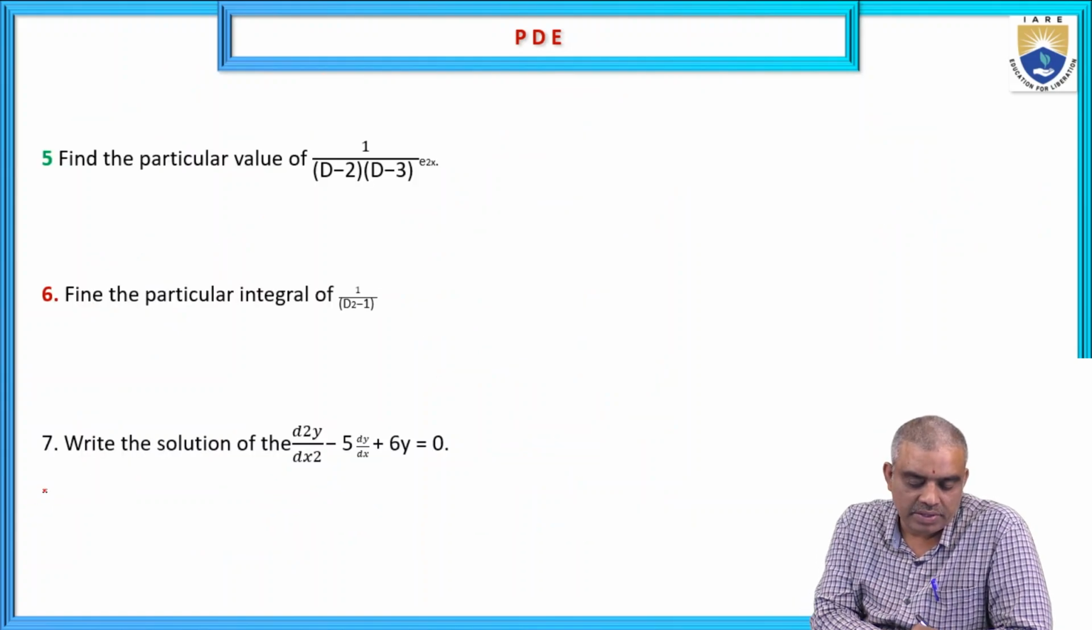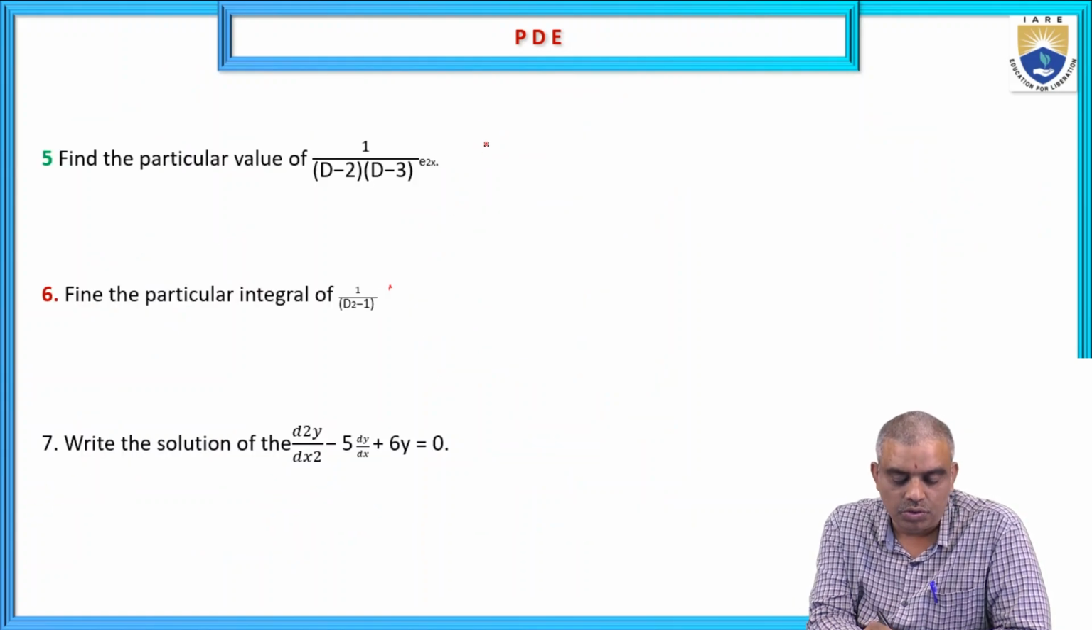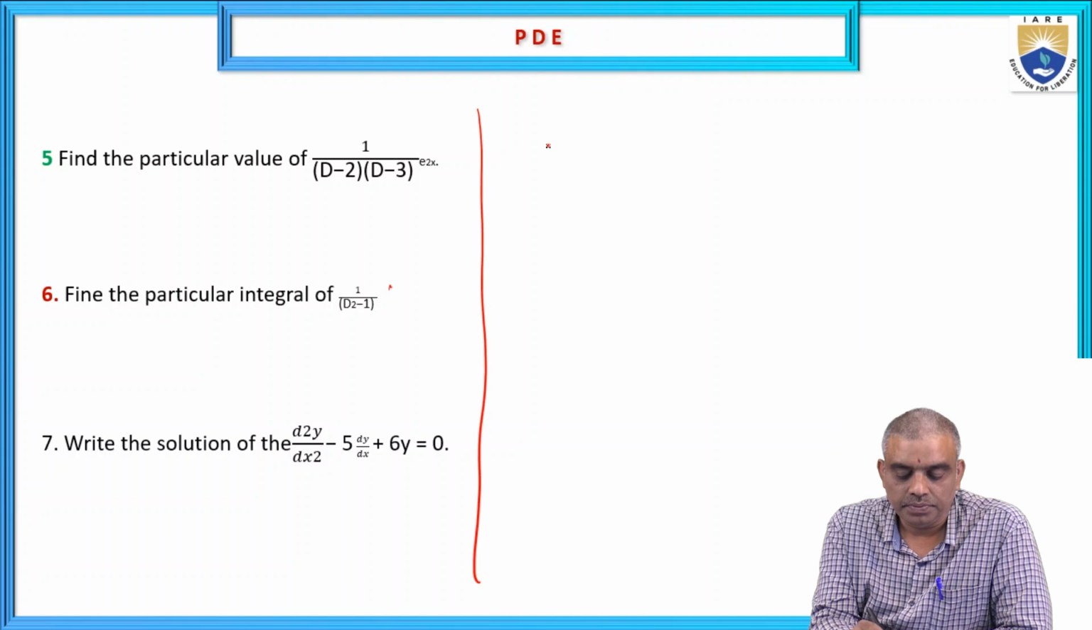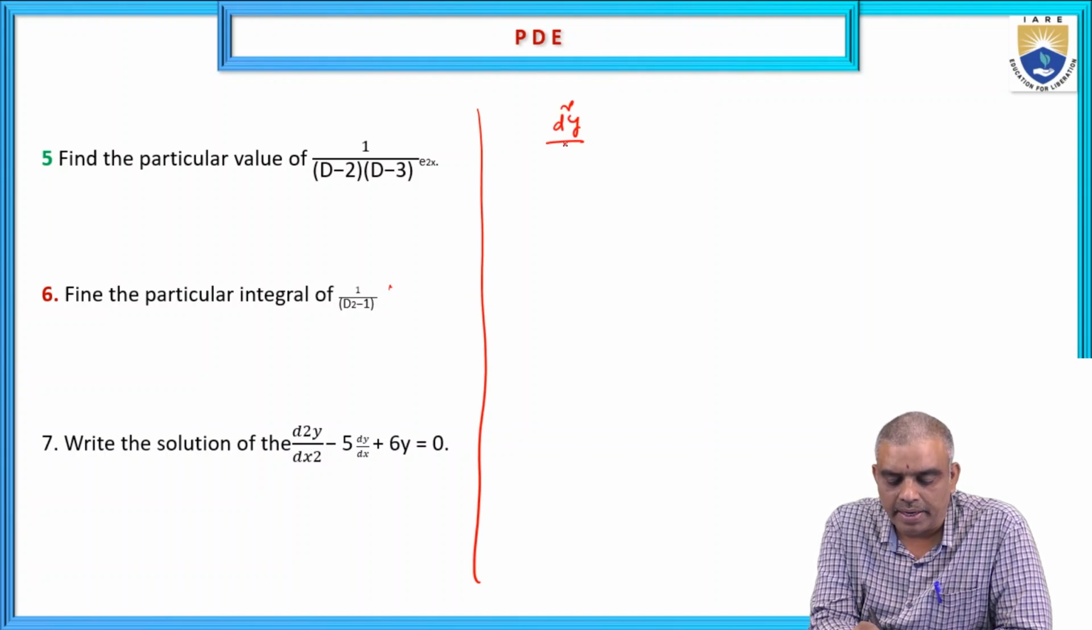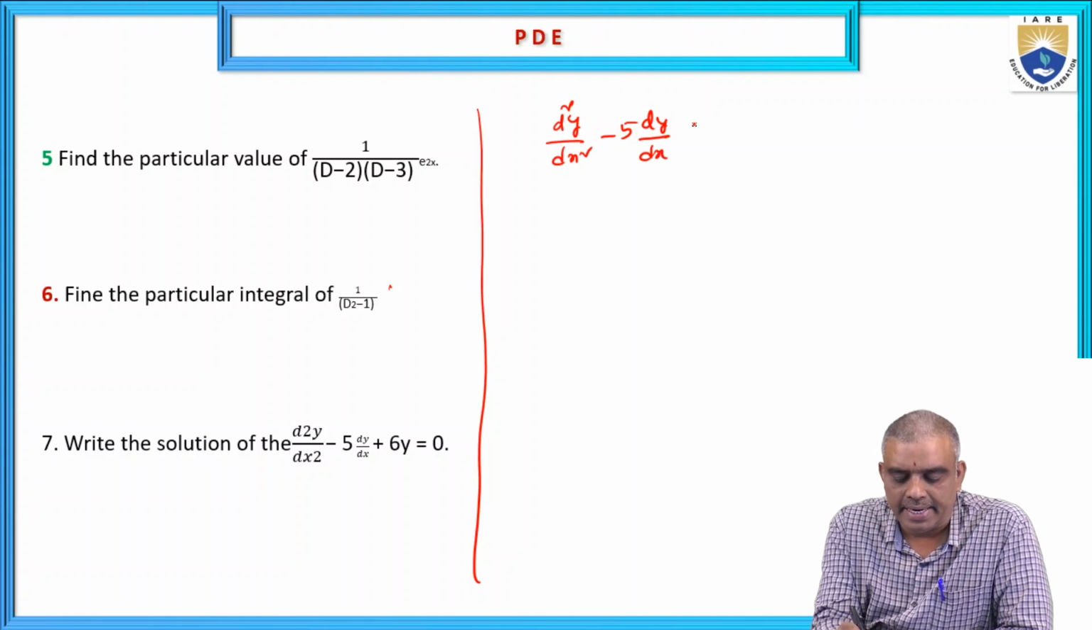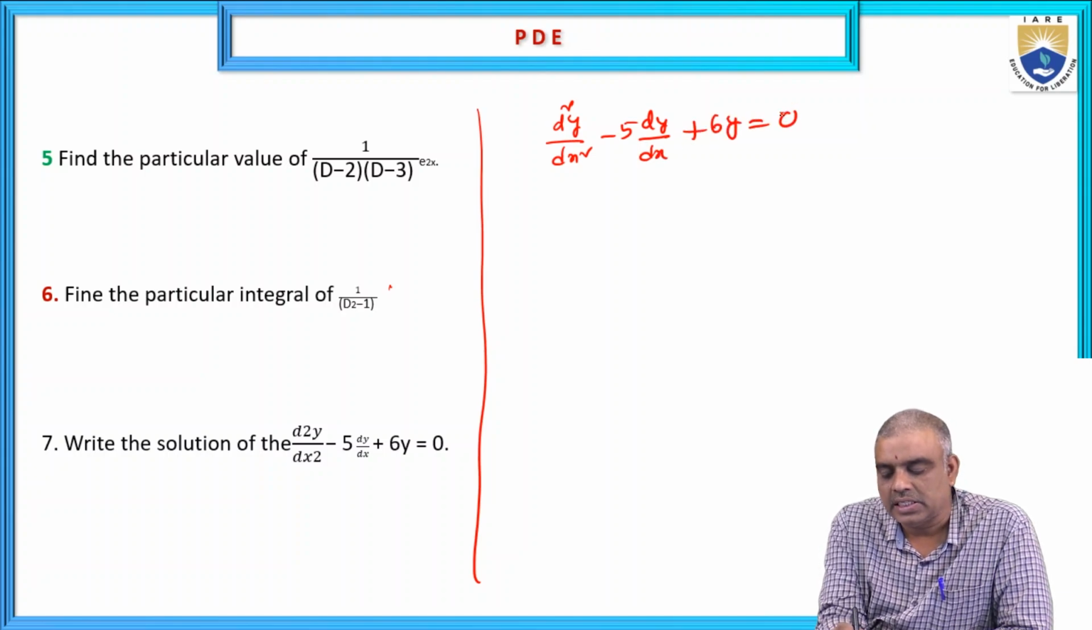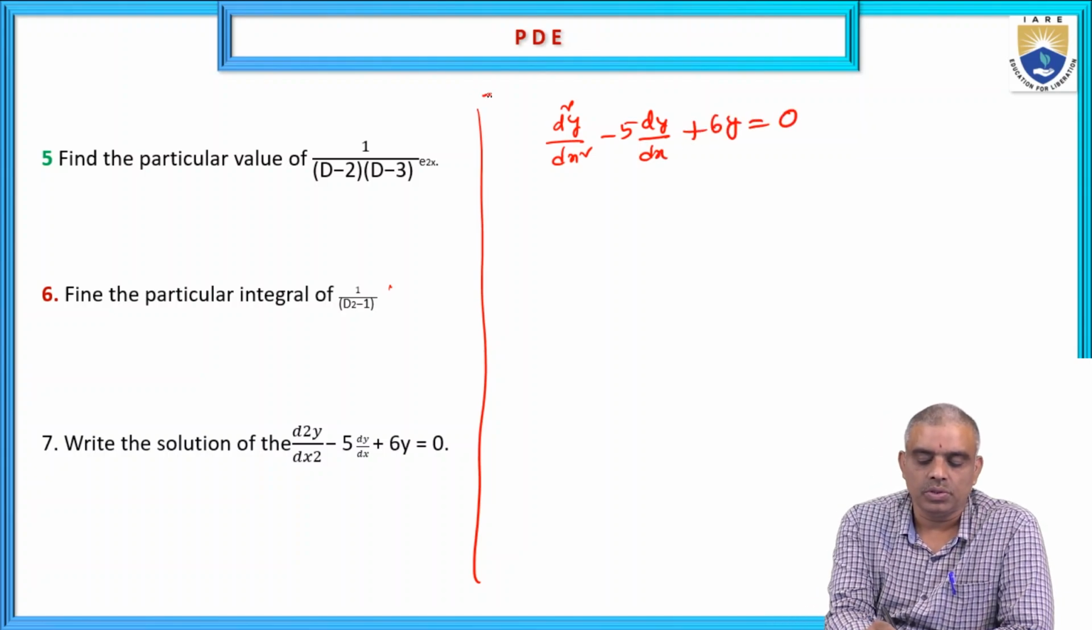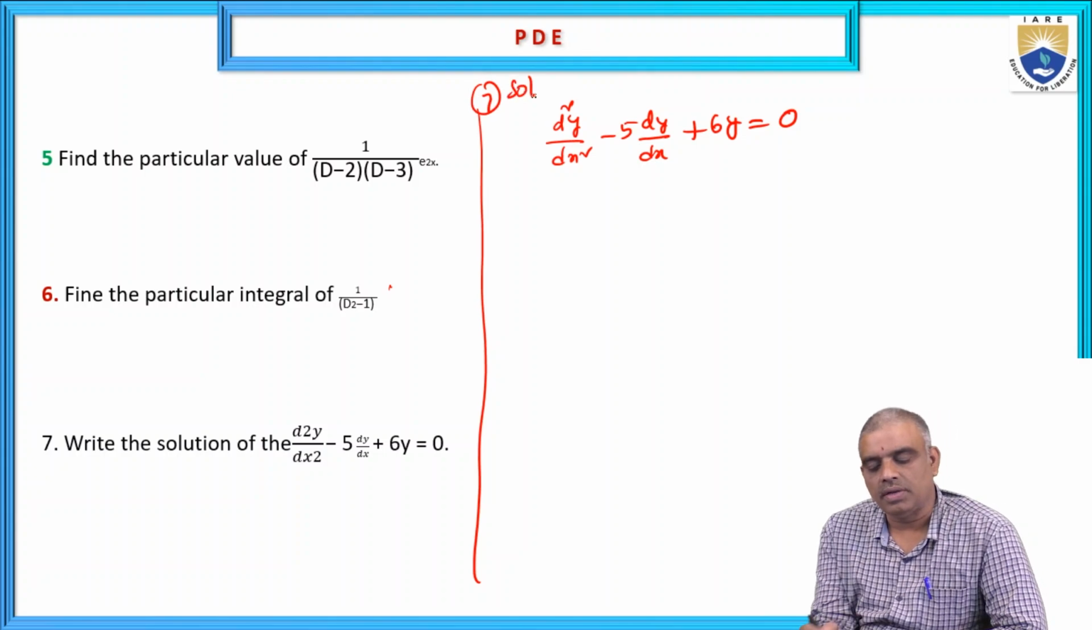Next, what is the seventh one? Write the solution of d square y by dx square minus 5 dy by dx plus 6y is equal to 0. So see the solution of the seventh problem.